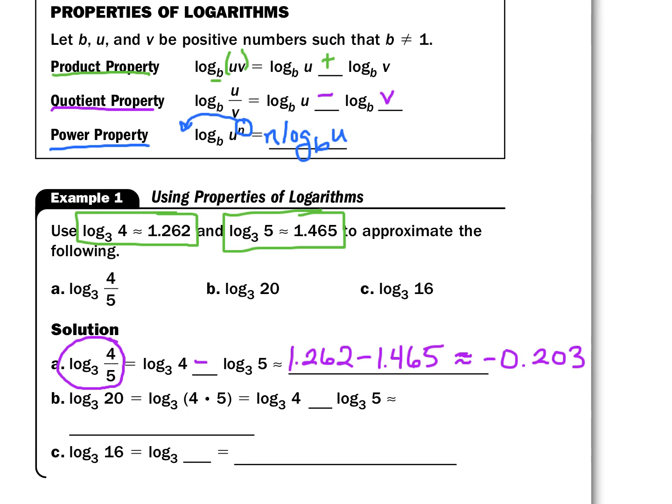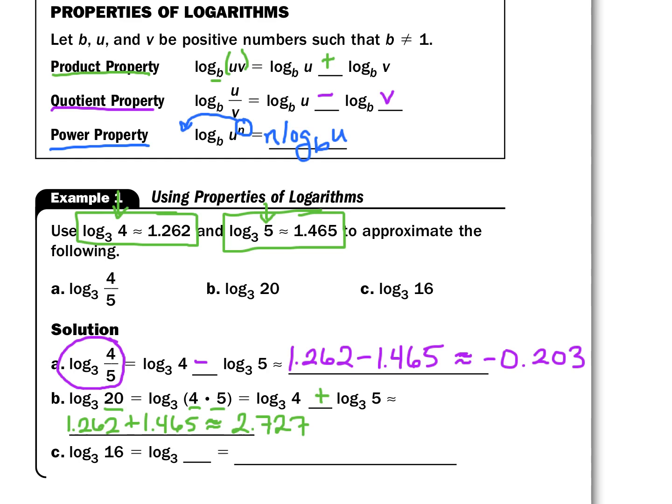For B, we have log base 3 of 20. Well, right now that doesn't match up with anything, but if I look at it in terms of 4 and 5, I notice that 20 is the product of 4 and 5, so that means that it would be log base 3 of 4 plus log base 3 of 5, which is approximately 1.262 plus 1.465, so approximately 2.727. Okay.